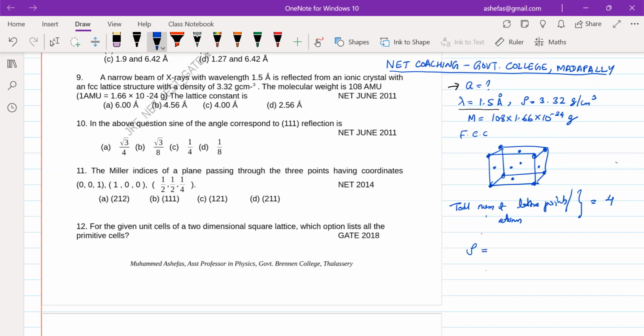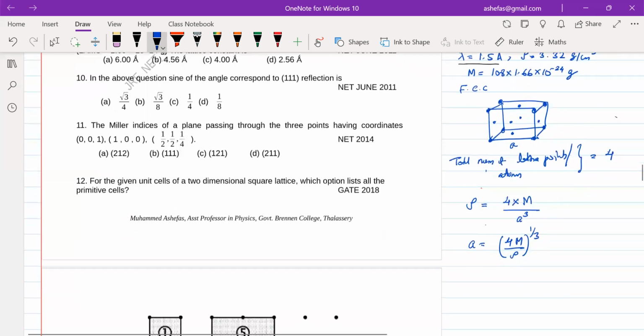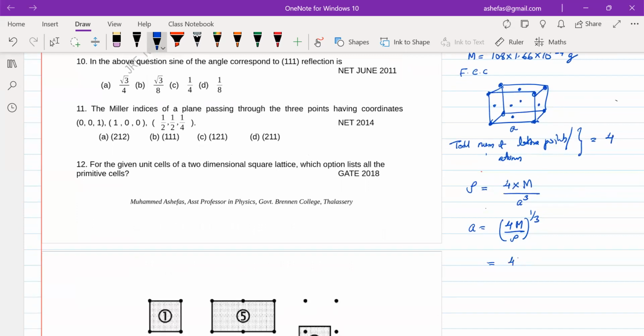density, by definition, is mass by volume. So there are 4 atoms present in this unit cell. So 4 times m would be the total mass divided by the volume. Since we denote a as the lattice parameter, the volume can be represented as a cube. And hence a would be equal to 4m divided by rho, all raised to 1 by 3. That is equal to 4 times, and m here is 108 times 1.66 into 10 raised to minus 24, divided by density 3.32, all raised to 1 by 3.